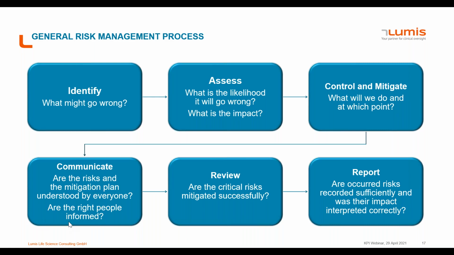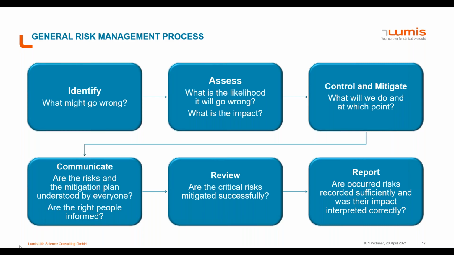And these are the risks we need to focus on in relation to the key performance indicators. The next step is control and mitigation of risks by answering the question, what will we do and at which point? But this is not all. Also communication, as Heike already mentioned, is crucial here, because you cannot really mitigate risks if not everyone involved has understood the risk or has not been informed.